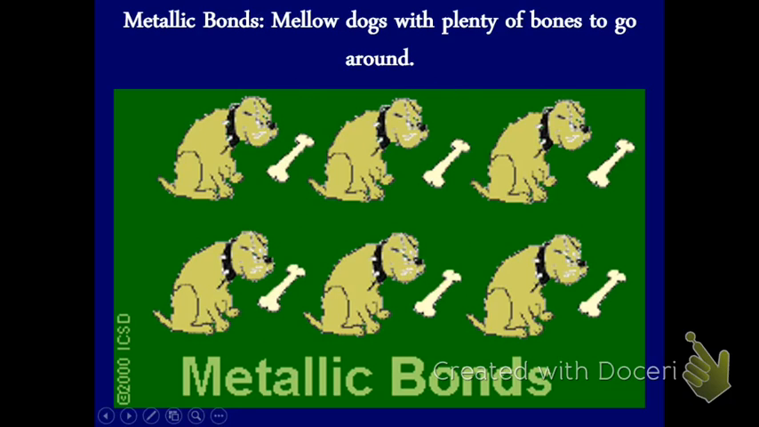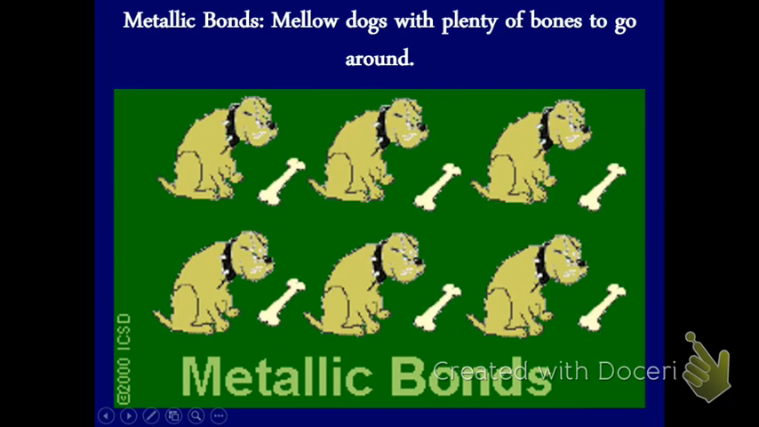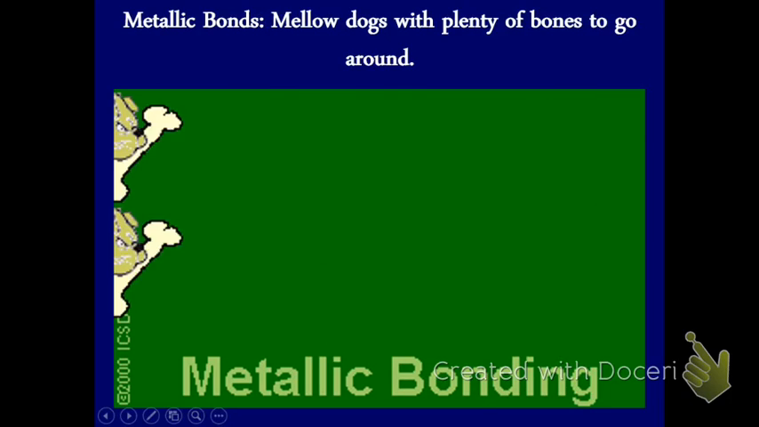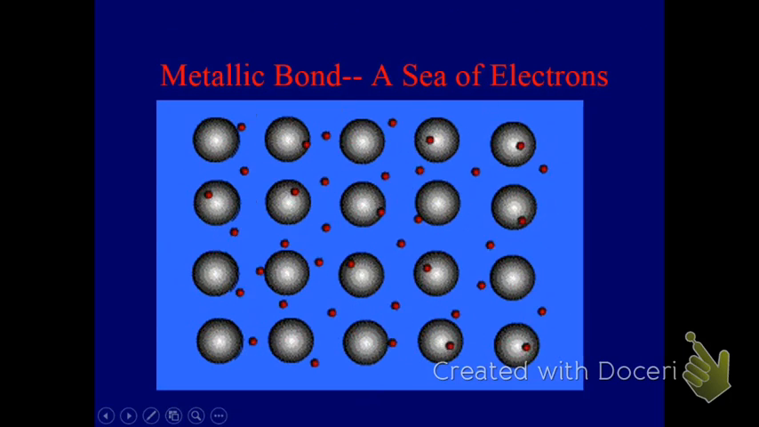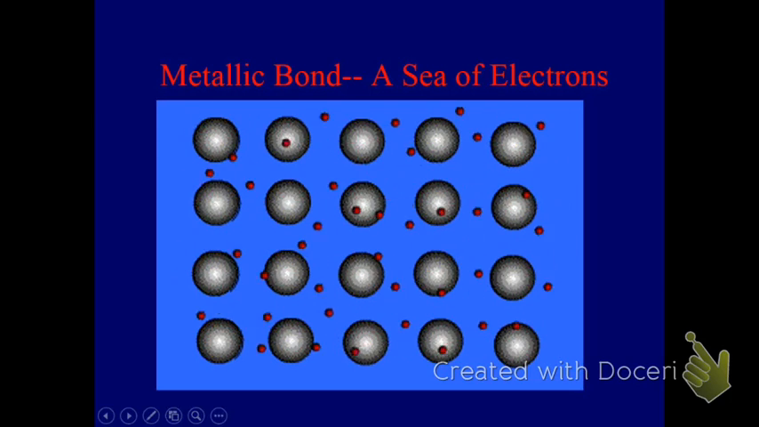There's plenty of electrons, and if you think about it, most of your transition metals that form metallic bonds have higher numbers of electrons. Look at, like, mercury has 80, gold has 79. So there's lots of electrons to go around. So here's an image of this sea of electrons in the bond.